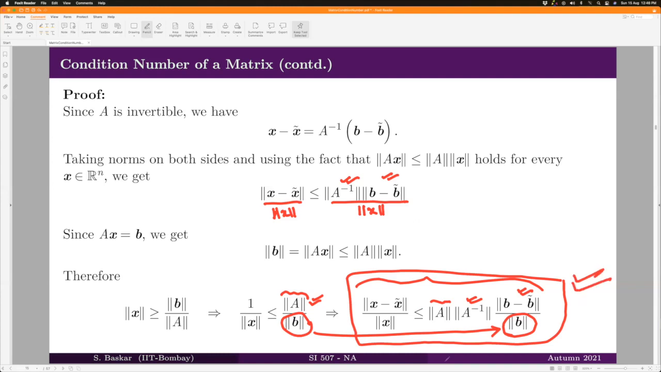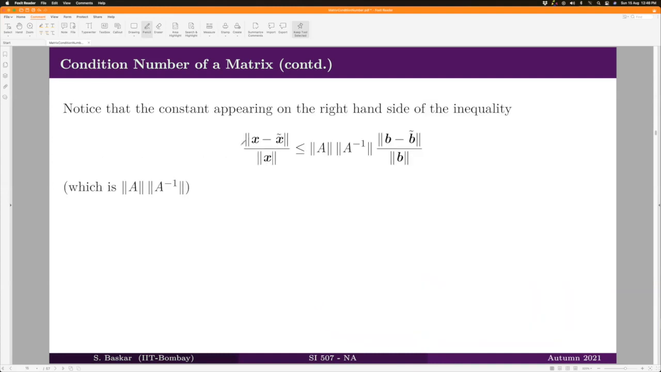It's a very simple yet very powerful theorem. It says that if you commit an error in the right hand side, then the corresponding error in the solution, remember, we are not committing any error in the solution, okay? We are just taking Ax equal to b. It's not approximately equal to.